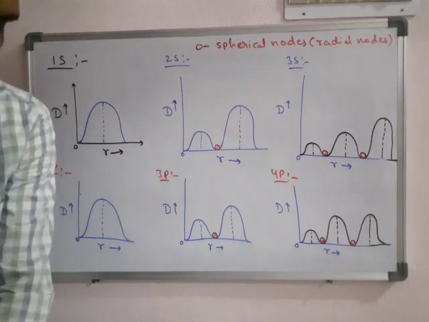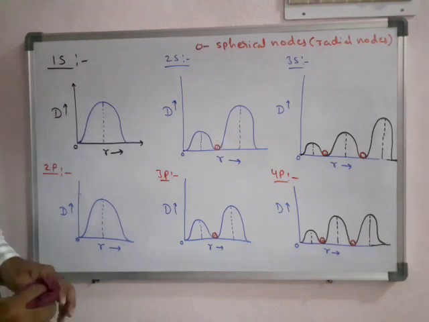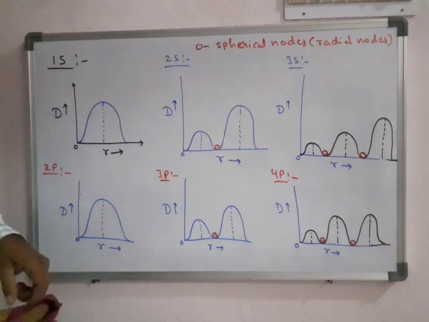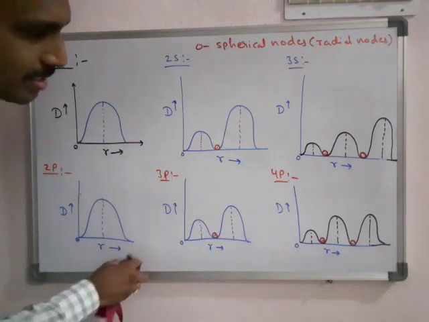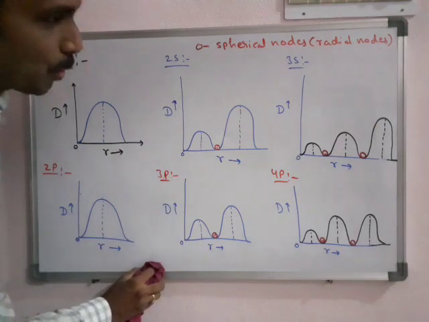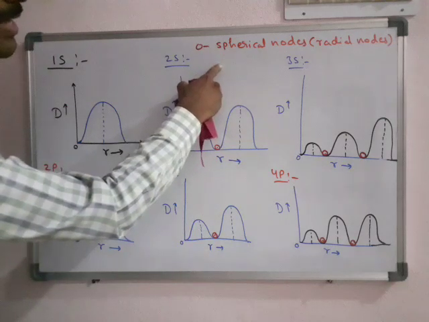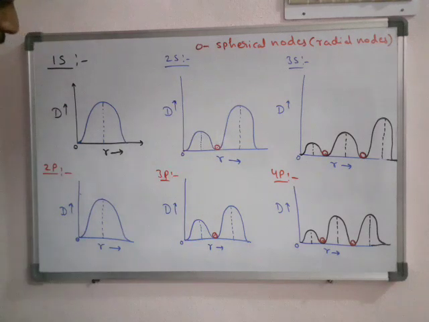Okay, now we define it. Just remember these graphs. Based on these graphs we are going to write this spherical nodes formula. But here there are no spherical nodes present.